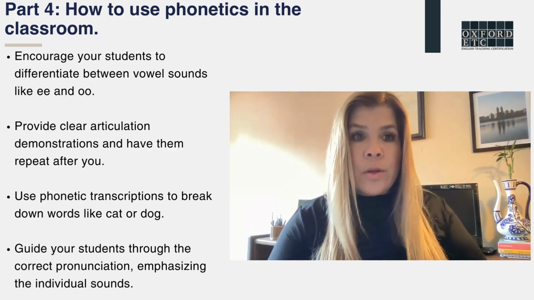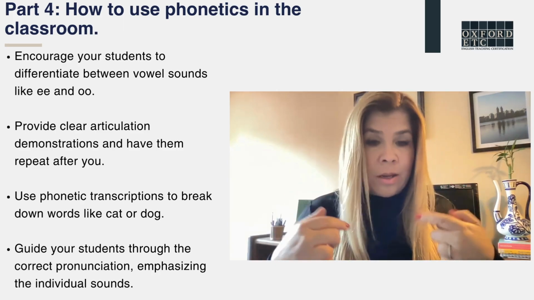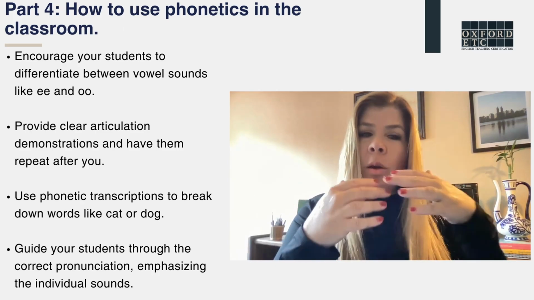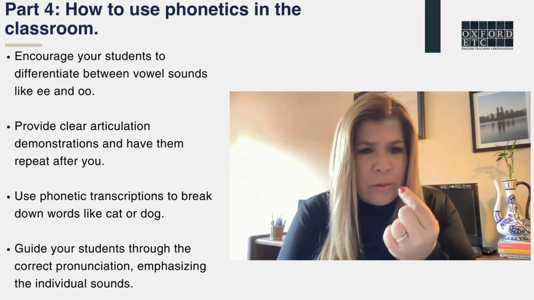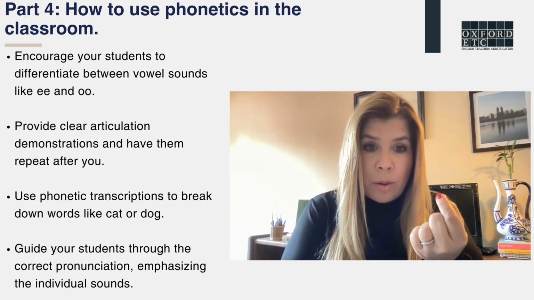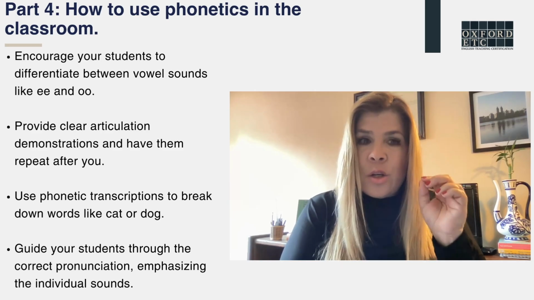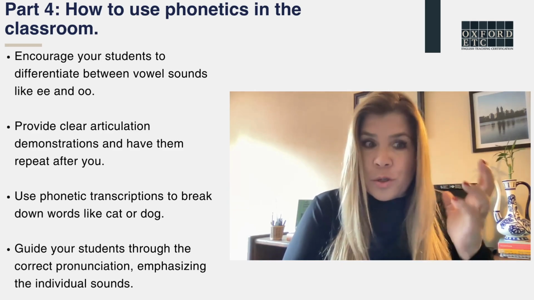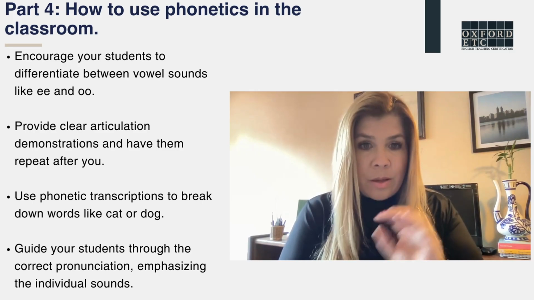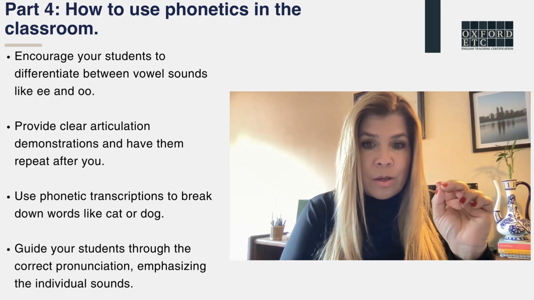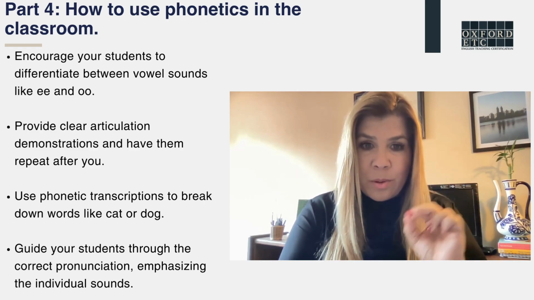Another thing that you can do is introduce minimal pairs, just like I did with my son who likes the sun. These are pairs of words that differ by only one sound and very, very subtly. For example, ship, sheep. This exercise sharpens your students' ability to discern and produce specific sounds accurately. Sheep, ship.